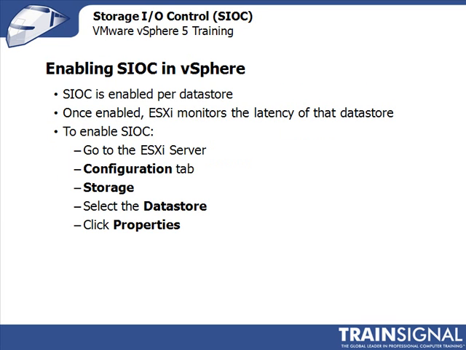Now that we know what SIOC is and how it can help us, as well as the requirements to use it, it's time to get started by enabling SIOC, and this is done on each data store in the virtual infrastructure. Once it's enabled, the ESXi servers will monitor the latency of that data store, and once the latency reaches a certain threshold, those servers can begin to throttle the storage I/O requests based on the share values that are given to each of the virtual machines making those storage I/O requests.